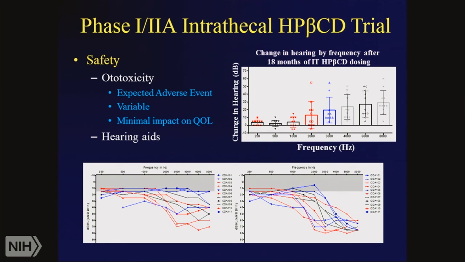Safety is a primary consideration. The issue that we ran into with cyclodextrin is ototoxicity. It was actually what we call an expected adverse event. We knew from the mouse, the cat, and also a preclinical dog model that cyclodextrin was ototoxic. It's variable. It impacts mid to high frequencies, and here you can see the variability in the various patients. But to date, it's really had minimal impact on quality of life, and you can correct the issues with a hearing aid. So you have to put that in context of a lethal disease.